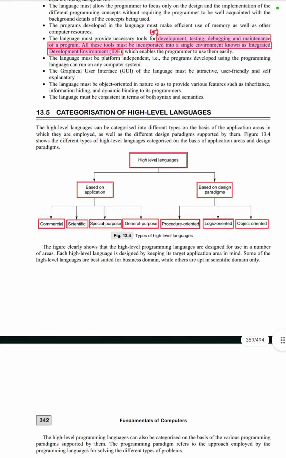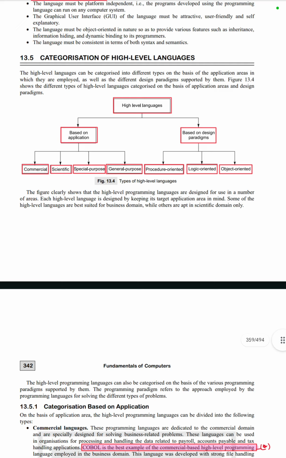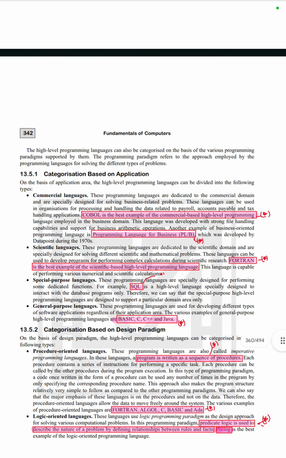Categorization of high level languages. High level languages are categorized based on application: commercial, scientific, special purpose, general purpose; and based on design paradigms: procedure oriented, logic oriented, object oriented. So first, the categorization based on application.